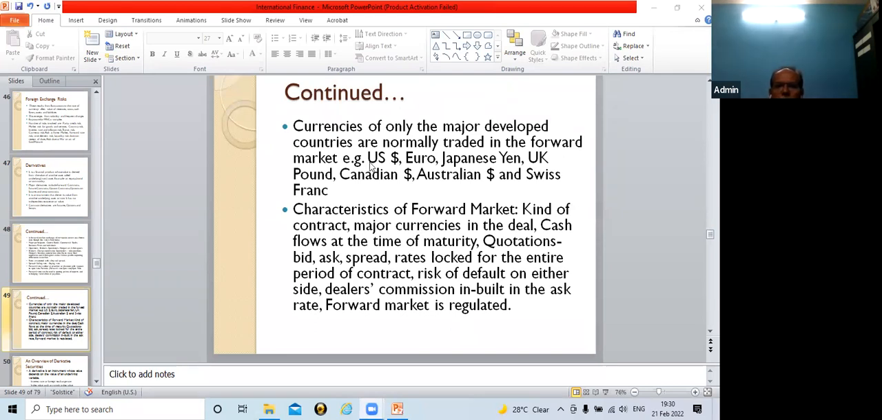Here, currencies of only the major developed countries are normally traded in the forward market. This is also something you need to remember. For example, US dollar, euro, Japanese yen, UK pound, Canadian dollar, Australian dollar, and Swiss franc. These are the currencies which are used in the forward market. Other currencies, there is no scope for other currency. Only these currencies, the currencies of developed countries, go into the forward market.